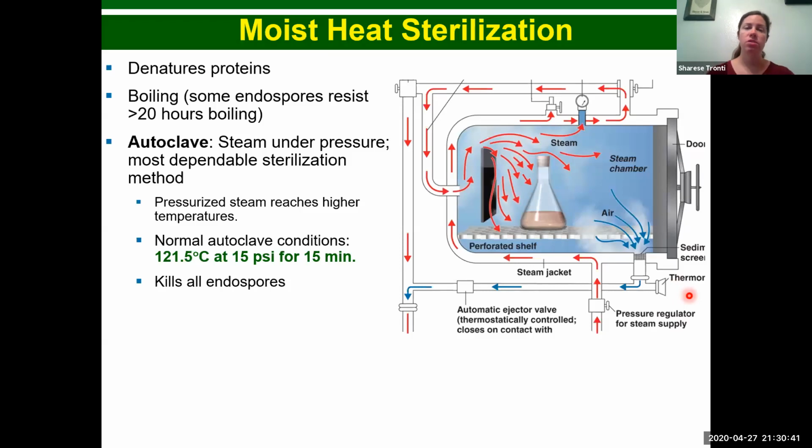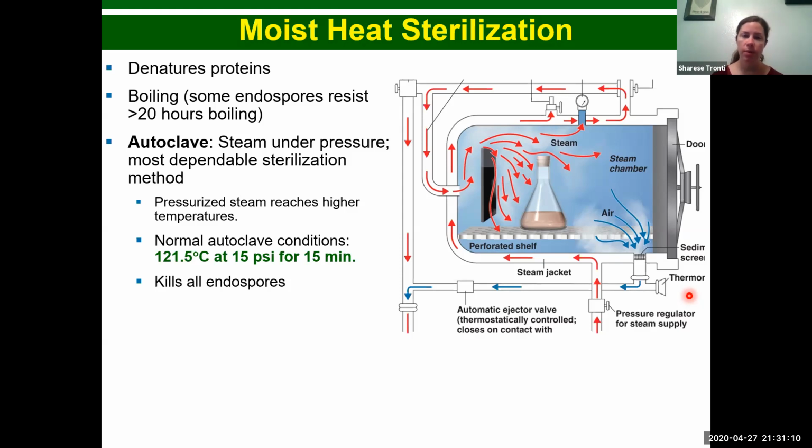Let's start by looking at several physical methods of sterilization. The first one we're going to look at is moist heat. This moist heat is going to denature the proteins of the microbes. One way that you can do this is through boiling. However, this can be very time consuming because some endospores require that you boil them for 20 hours or more before they are killed.